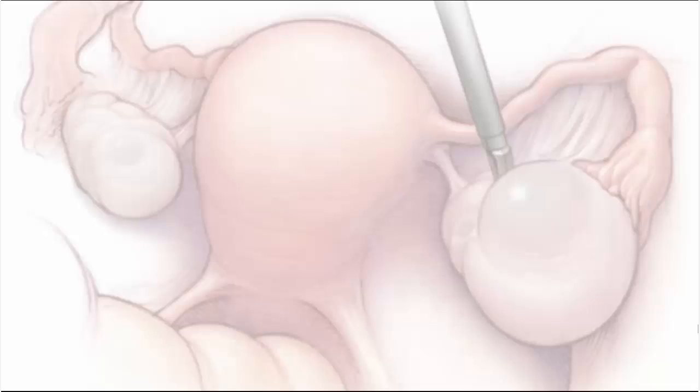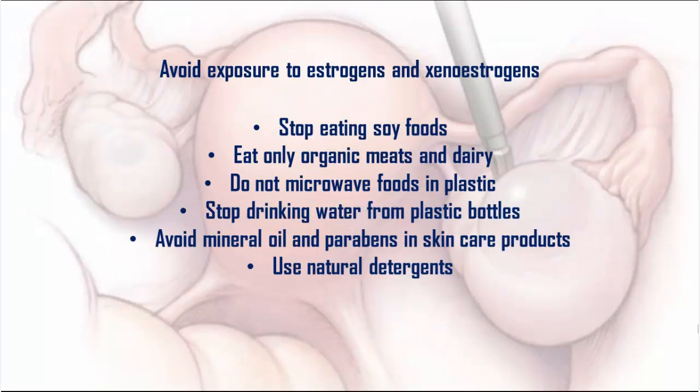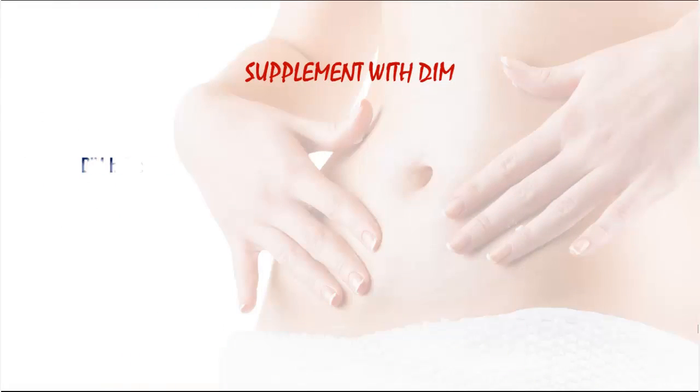Avoid exposure to estrogens and xenoestrogens. Stop eating soy foods. Eat only organic meats and dairy. Do not microwave foods in plastic. Stop drinking water from plastic bottles. Avoid mineral oil and parabens in skincare products. Use natural detergents. Supplement with DIM.